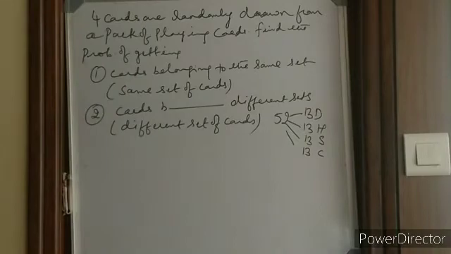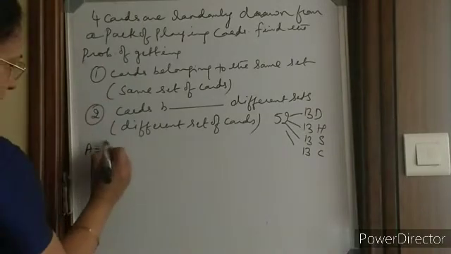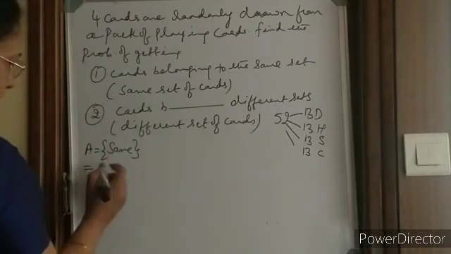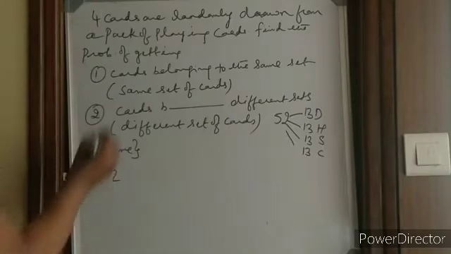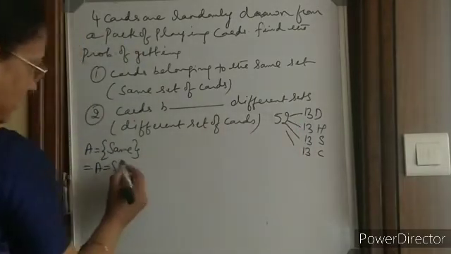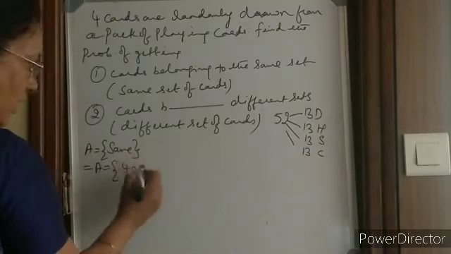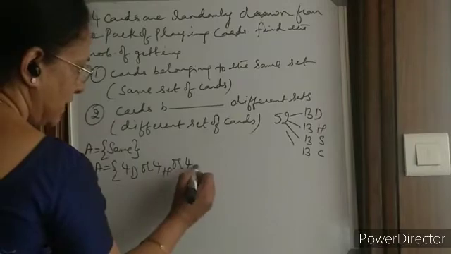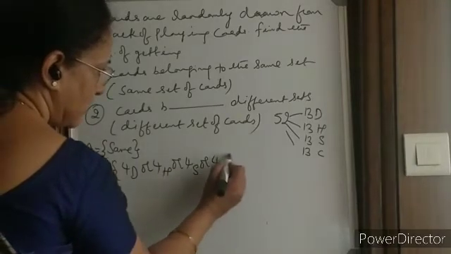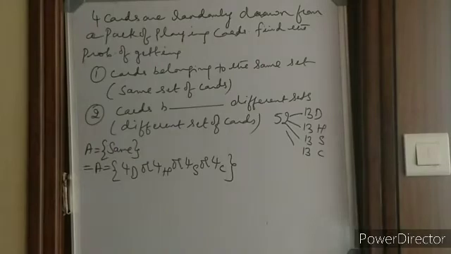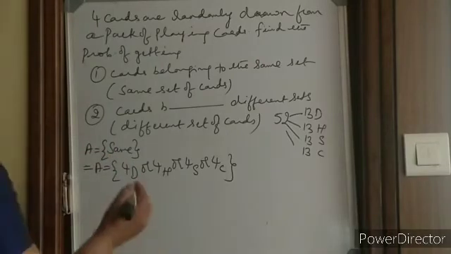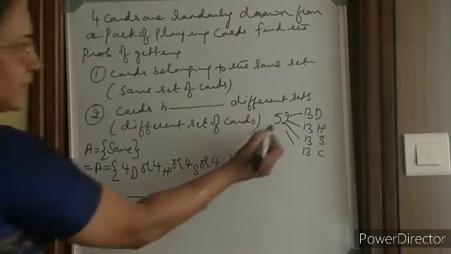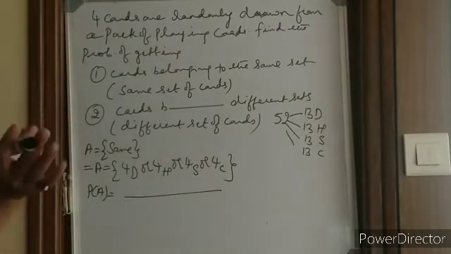Right? Okay. So, first one. Same set means what? It means all the 4 should be diamond, or 4 should be heart cards, or 4 should be spade cards, or 4 should be club cards. Is it clear? They belong to the same set. So, probability of A equal to. Now, 52. How many are drawn? 4. Out of 52, 4.